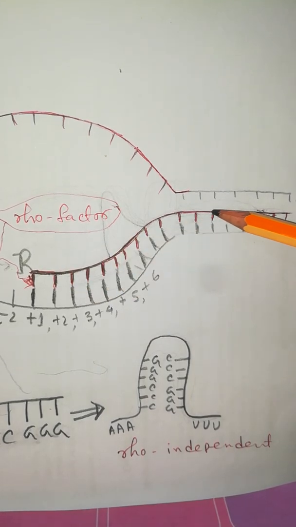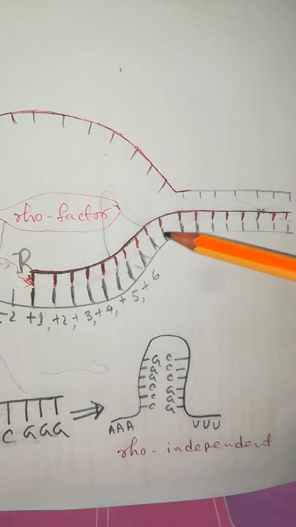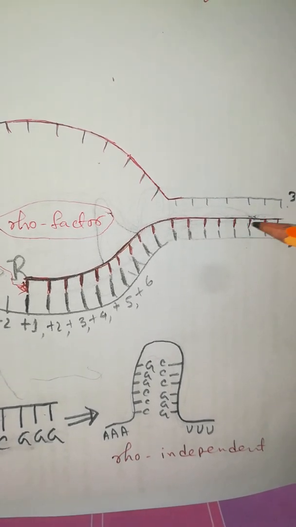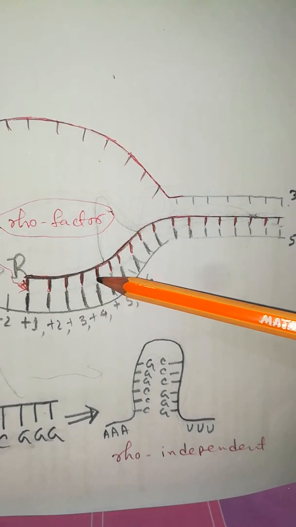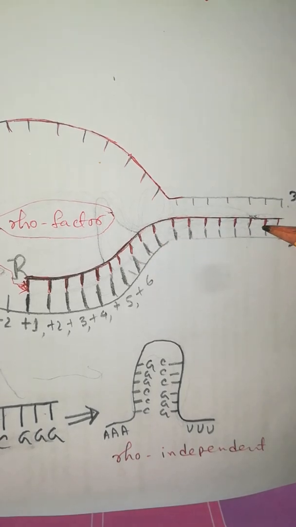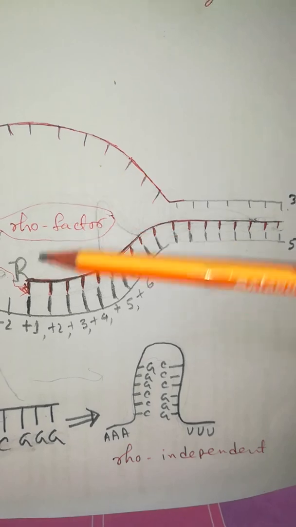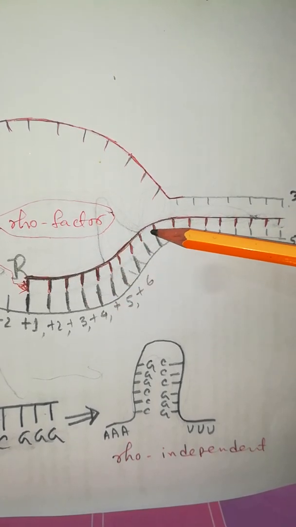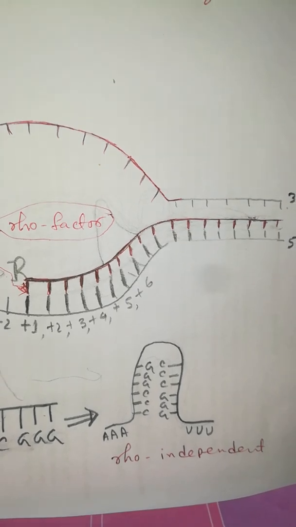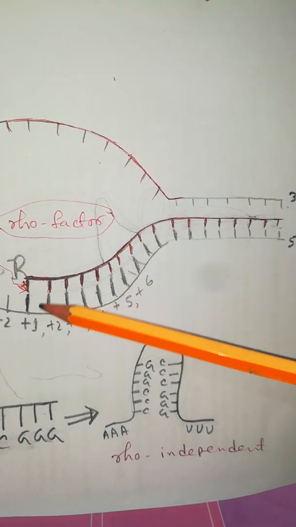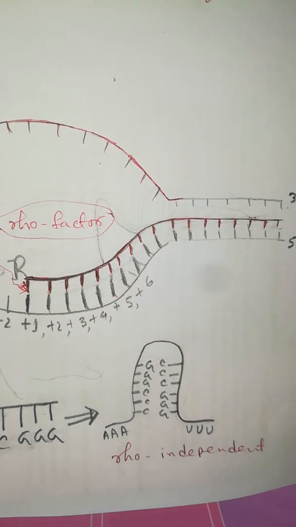RNA polymerase goes forward, the rho factor goes forward, and ultimately the rho factor comes to this side and RNA polymerase comes to this side. The rho factor continuously follows the RNA polymerase enzyme and continuously cuts this strand. We know this strand is the RNA strand, and this nucleotide base is also an RNA nucleotide base, and this nucleotide strand is DNA, and this nucleotide base is a DNA nucleotide base.